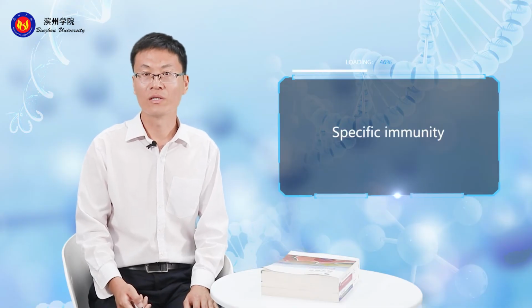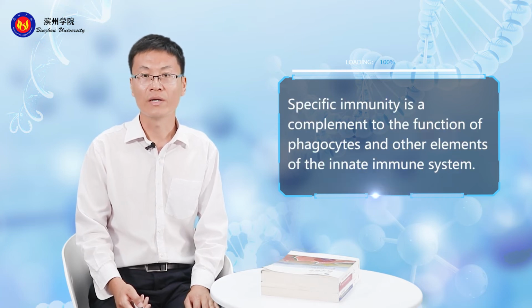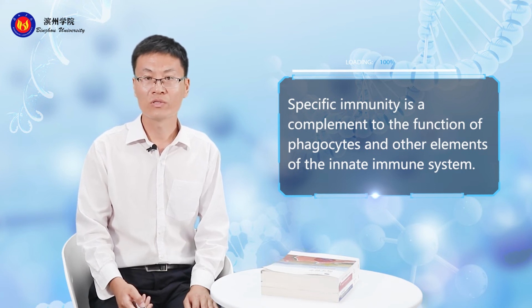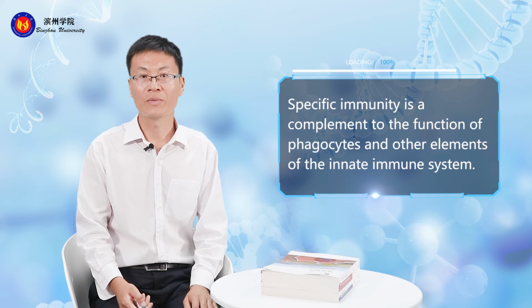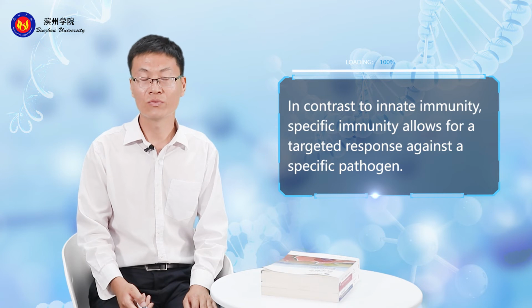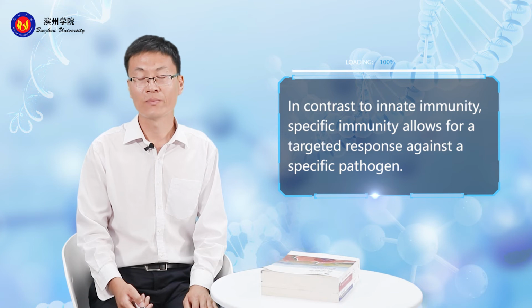Let's have a look at specific immunity. Specific immunity is a complement to the functions of phagocytes and other elements of the innate immune system. In contrast to innate immunity, specific immunity allows for a targeted response against a specific pathogen. Only vertebrates have a specific immune response.